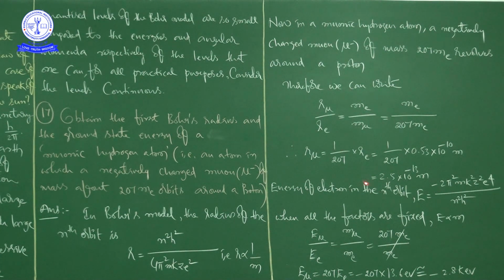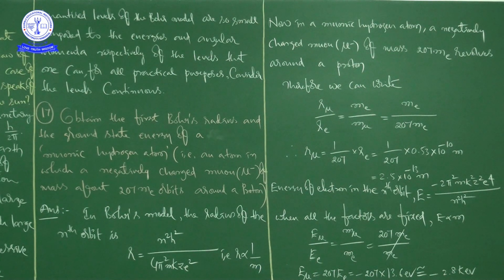This 0.53 into 10 to the power of minus 10 meters is the radius of the orbit in which the electron is revolving. So R mu is equal to 2.5 into 10 to the power of minus 13 meters. Do this calculation mathematically, this division and this multiplication, and finally it will give us 2.5 into 10 to the power of minus 13 meters. That is the radius of the orbit in which the muon is present.